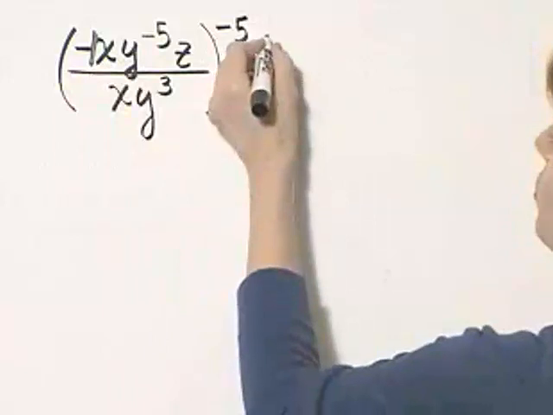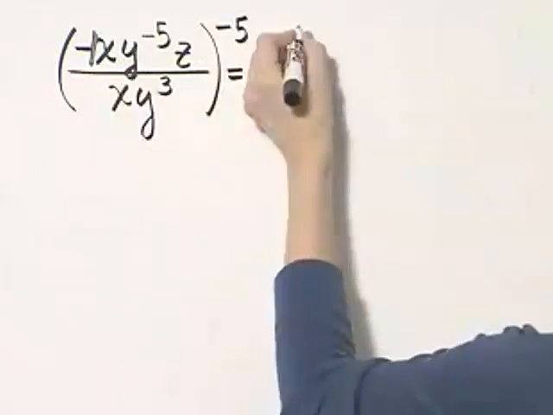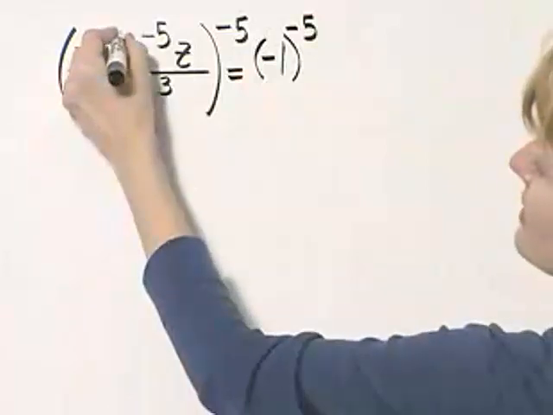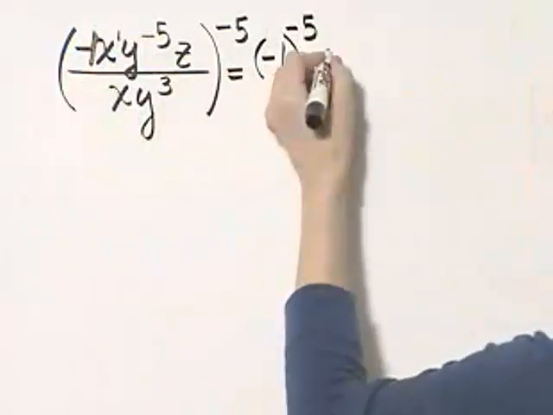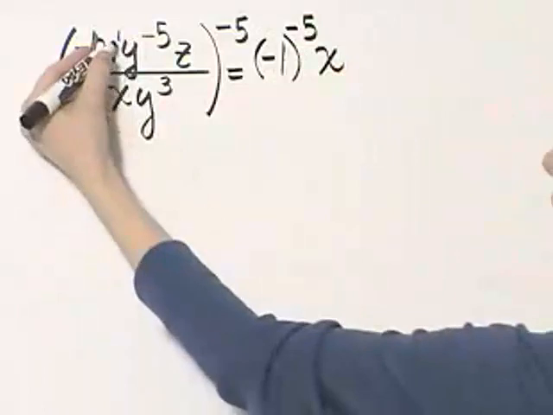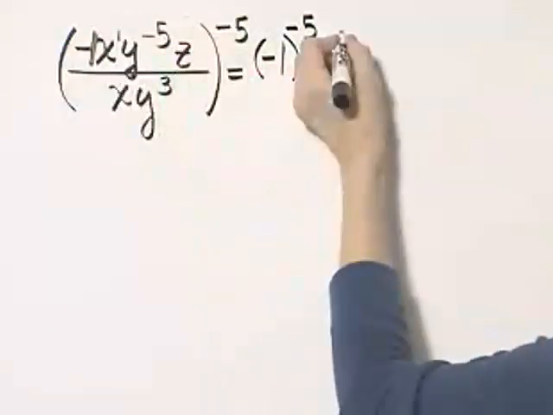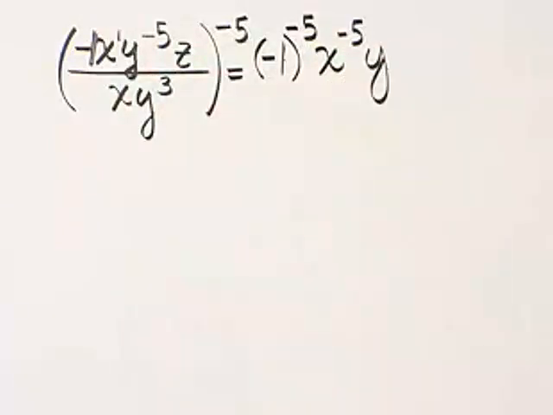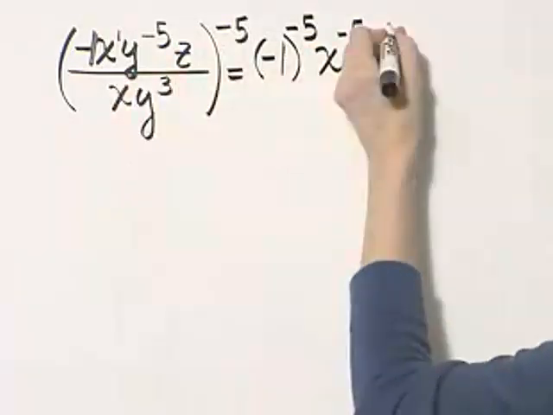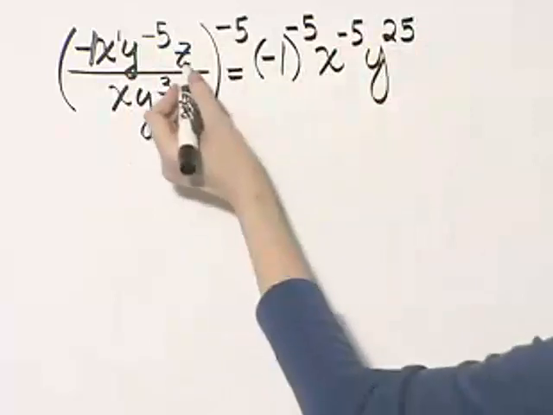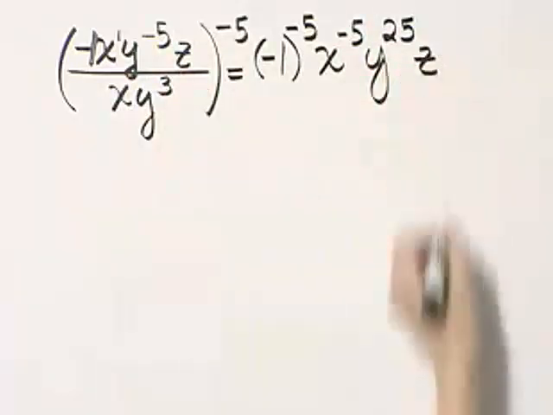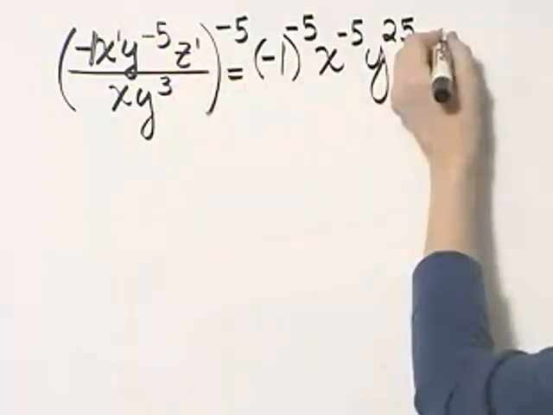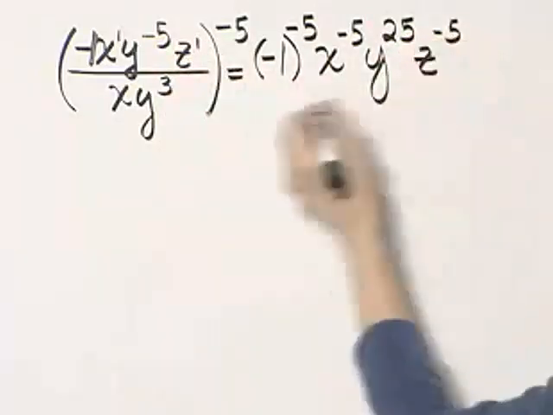So I'll have negative 1 raised to a power of negative 5. Now remember, this x has an understood power of 1, so this will be x raised to a power of 1 times negative 5, or negative 5. This y is raised to a power of negative 5 times negative 5, or positive 25. And this z is raised to a power of, remember again, understood 1 times negative 5, and that's negative 5.